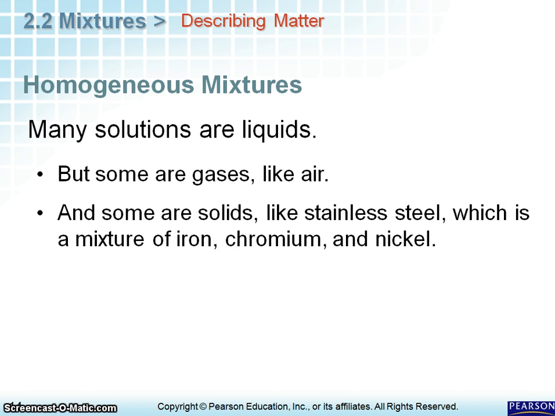Many solutions are liquids, but some can be gases like air or the gases on the periodic table. As we learn to combine them, you'll start to understand that homogeneous uniformity throughout, because of the way gases work, which we discussed in 2.1. Some are solids, like stainless steel, and they have a mixture of iron, chromium, and nickel to make the stainless steel.